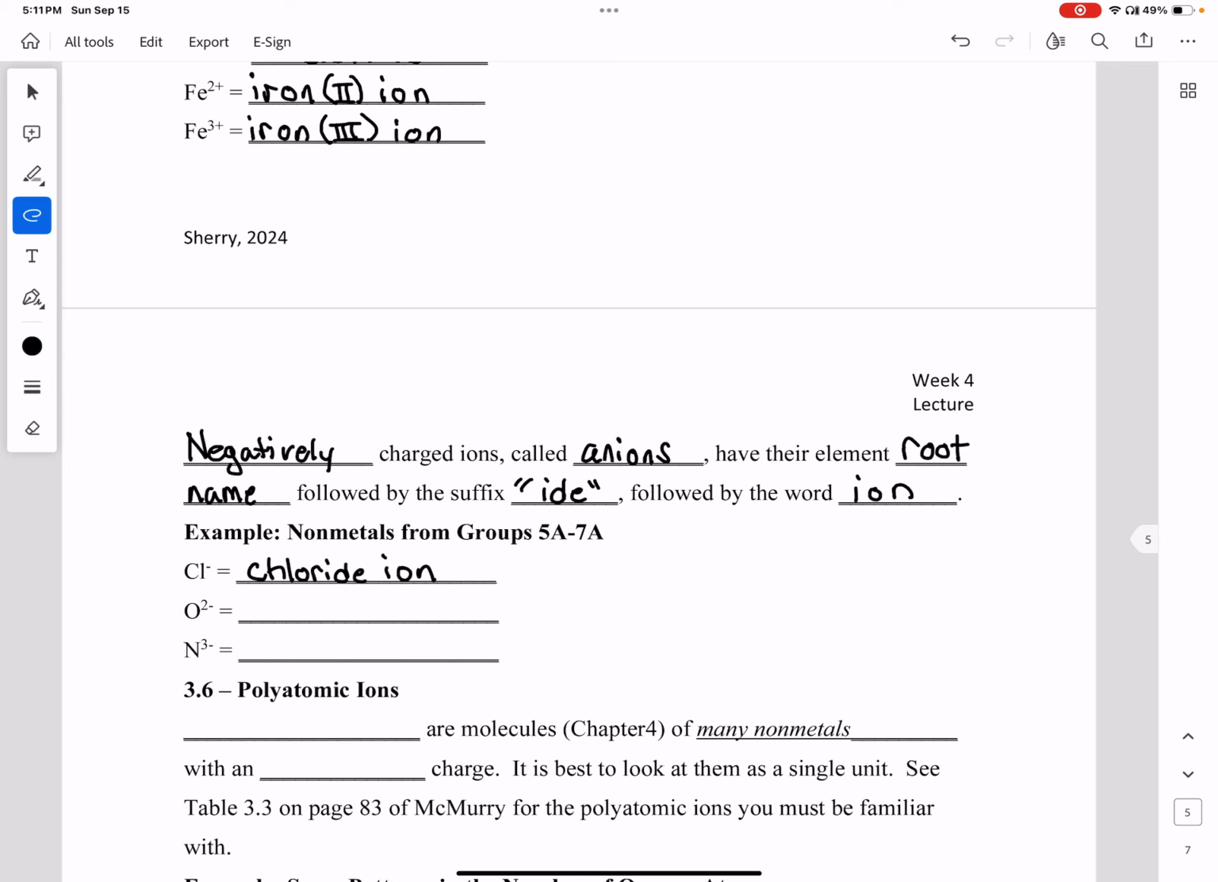So O2 minus, oxide ion. N3 minus, nitride ion.